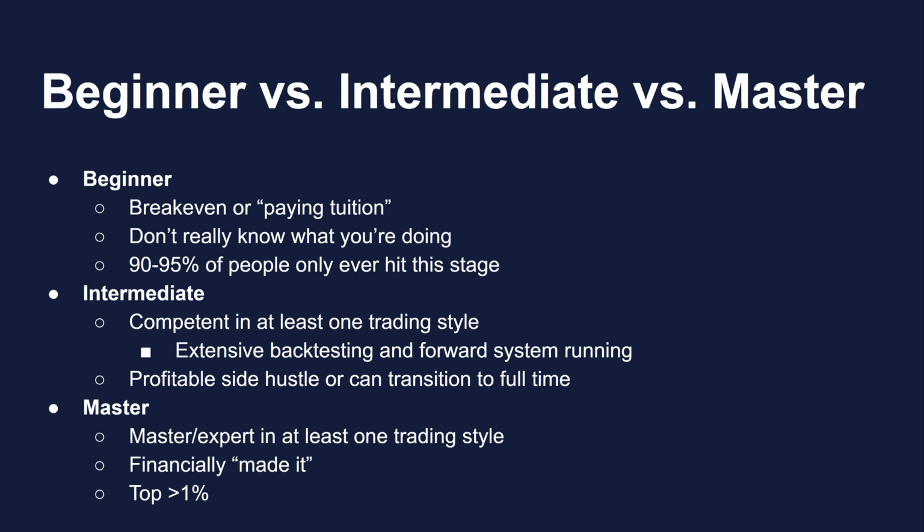You maybe have some ideas and know some concepts, but the Dunning-Kruger effect is very much in effect, meaning that the lower your skill and experience level is, the more people tend to overestimate their own abilities. So it's important to be able to say, yes, I am a beginner. Yes, the main thing I'm trying to get out of this right now is education and build from there. Probably 90 to 95% of people, if I had to estimate, only ever hit this stage.